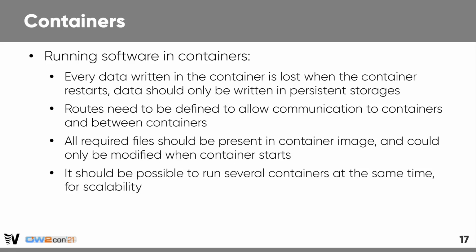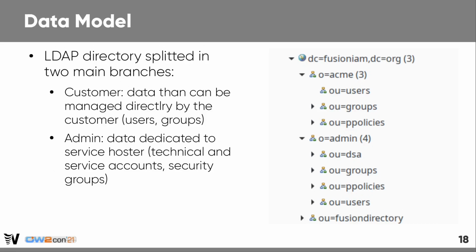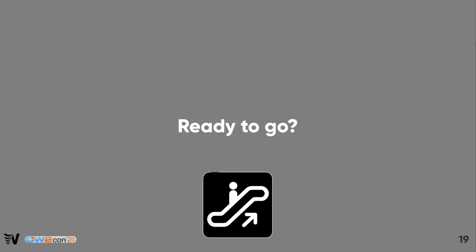Of course, the goal of containers is also to have scalability, so you need to think that your containers can be run several times to add some performance. In Fusion IAM, we choose a data model and we choose to split the data between the hoster, which will be the administrator, and the customer. So we will have a branch of the directory dedicated to the customer and a branch of the directory dedicated to all administrative stuff.